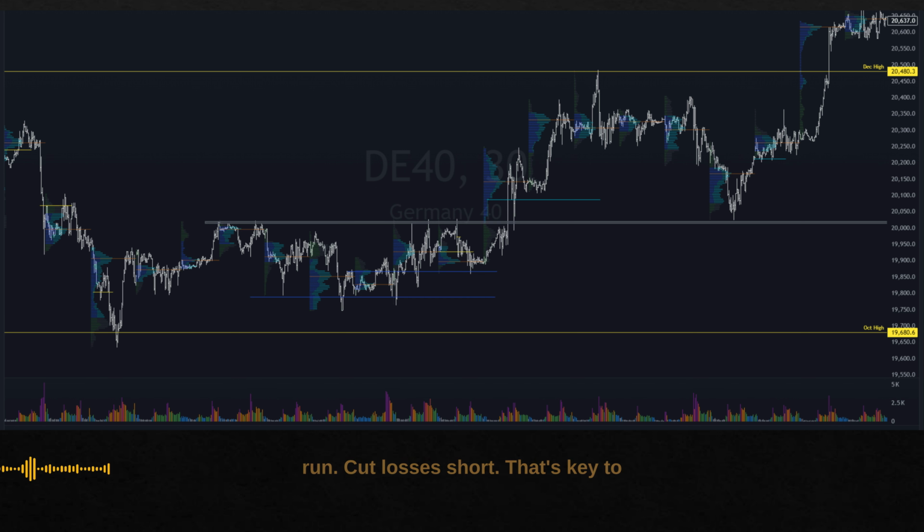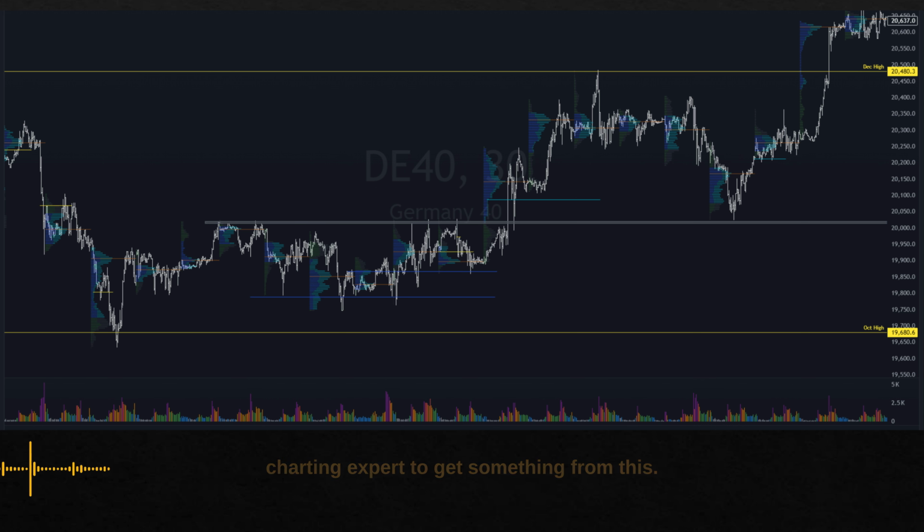Right. Let your winners run, cut losses short. That's key to trading well over time. This is all coming together now. We went from wandering around lost to having this amazing map and compass. I like that analogy. But does the book only focus on these really advanced things? What about someone new to Wyckoff?